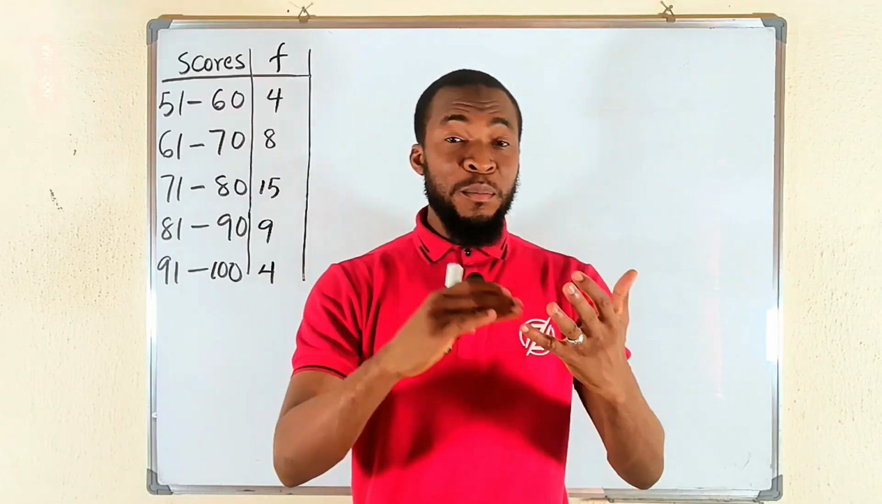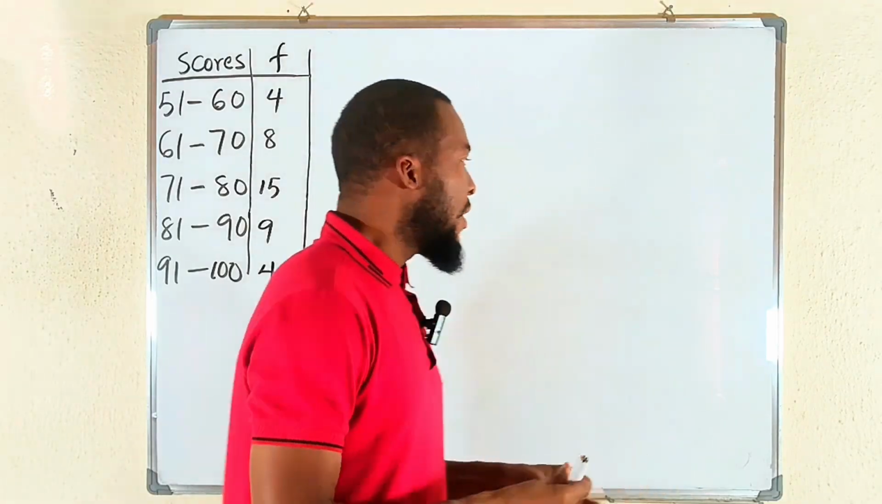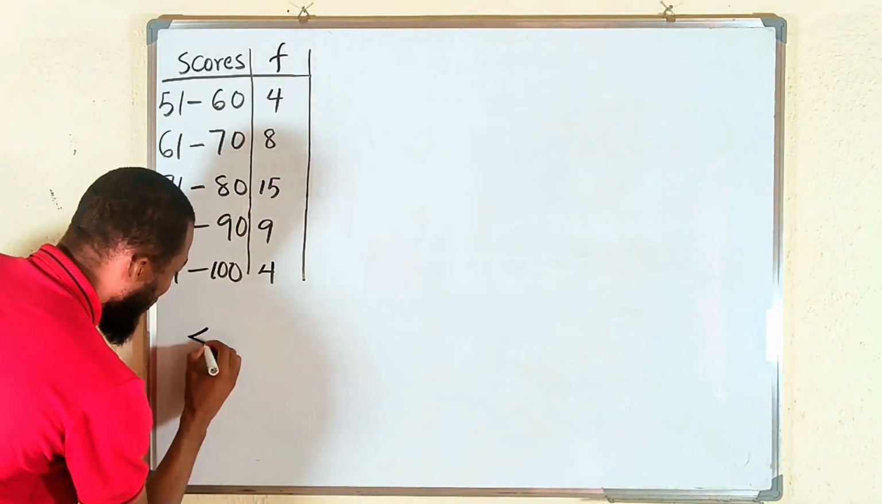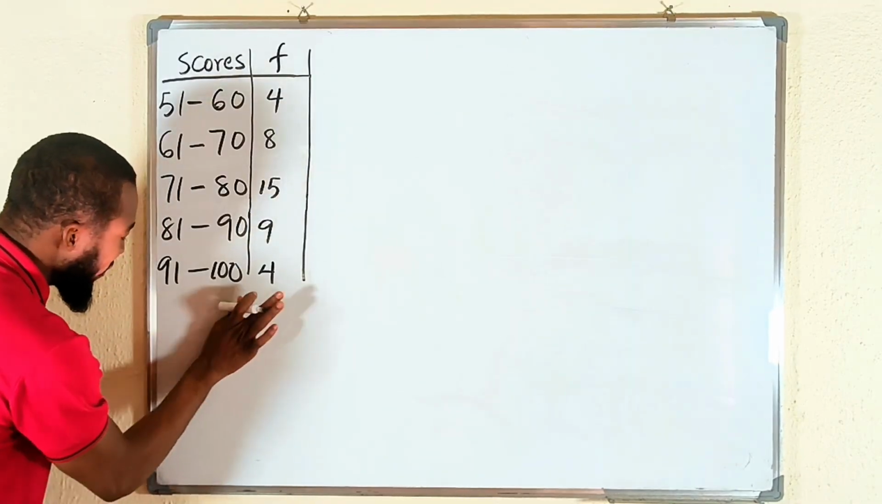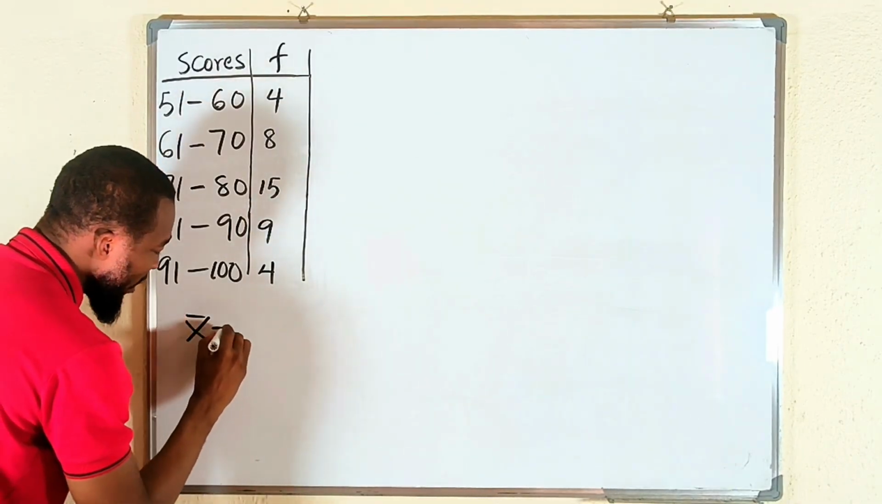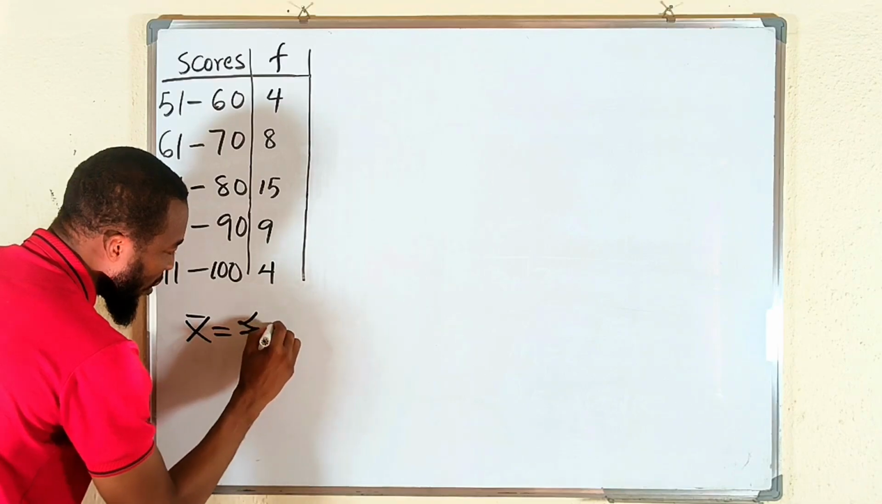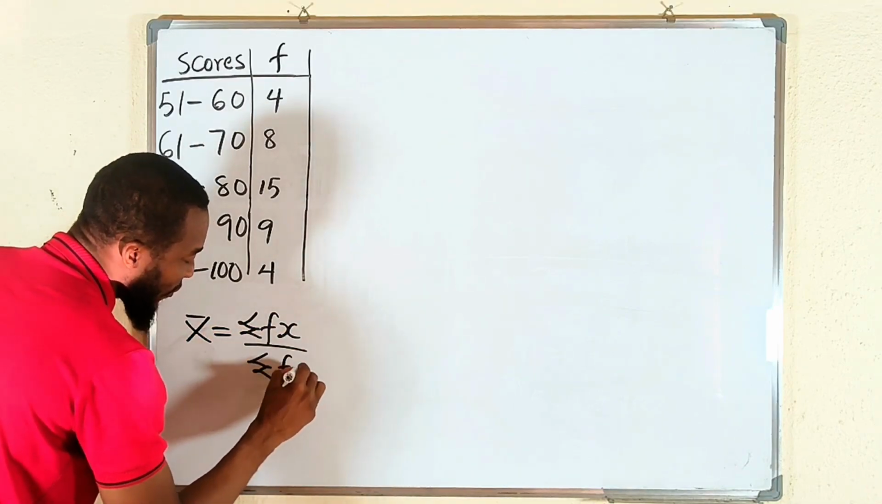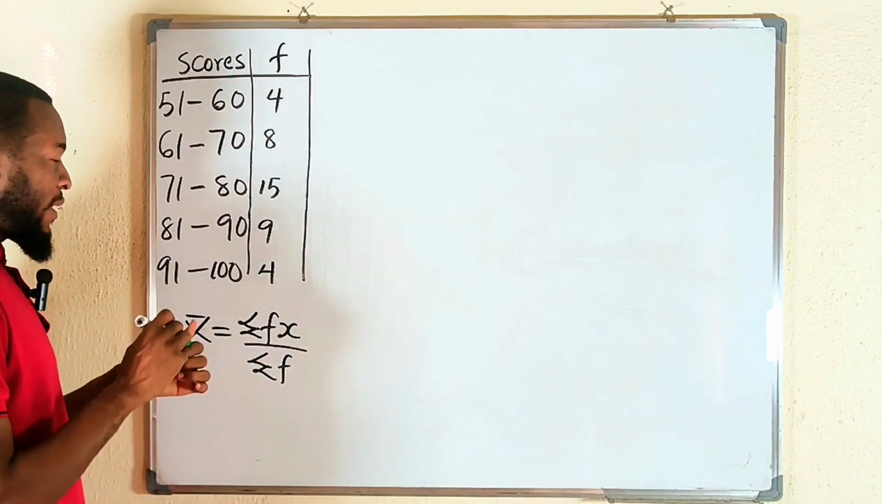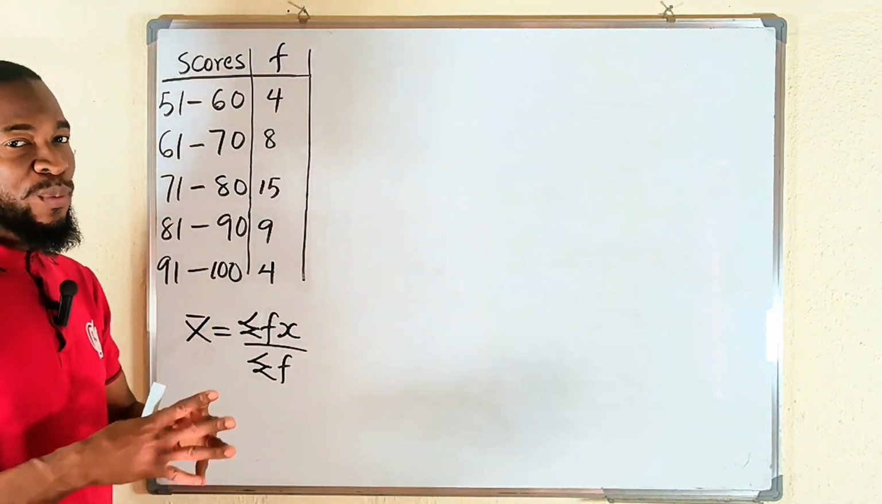So if you want to find the mean, because we are going to start with the mean, the formula is, let me write the x bar first, because it is denoted by x bar. This is equal to the summation of fx divided by the summation of f. This is the formula for calculating the mean of grouped data.